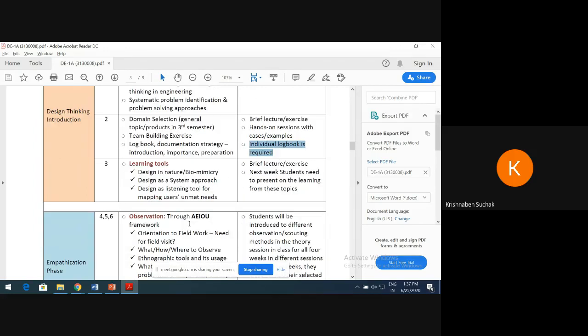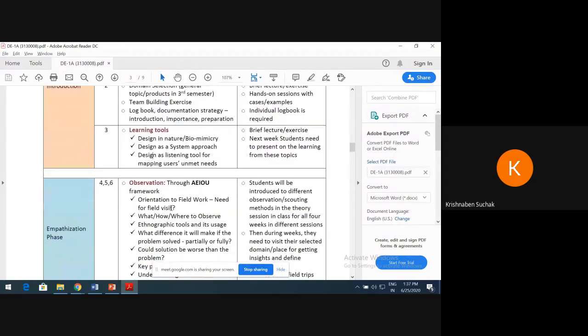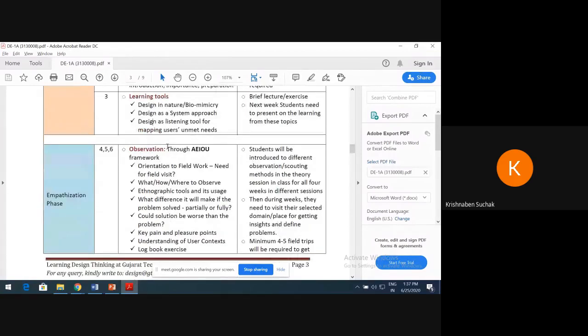So here are some few learning tools. Here we will see what design in nature or biomimicry is, and design as a system approach. All these things will be carried out. Okay. Next is observation. In observation, you will be learning about the AEIOU framework. What is AEIOU? How is it useful to your project? What you have to write in that project? Those things will be discussed here. Okay.